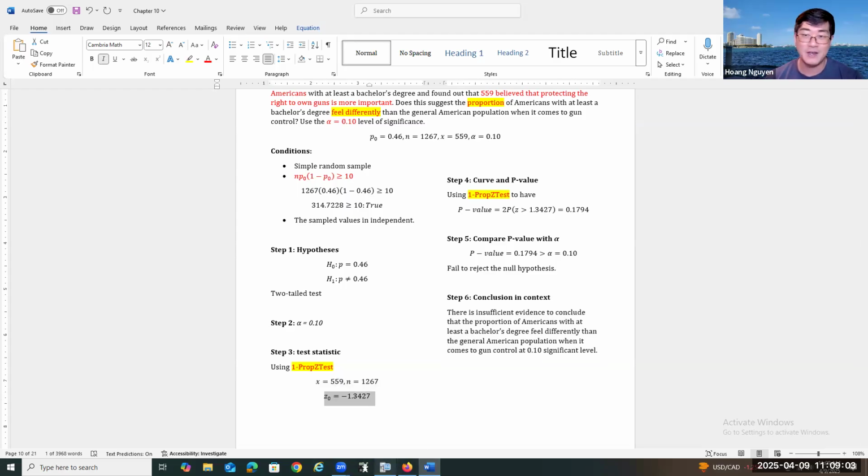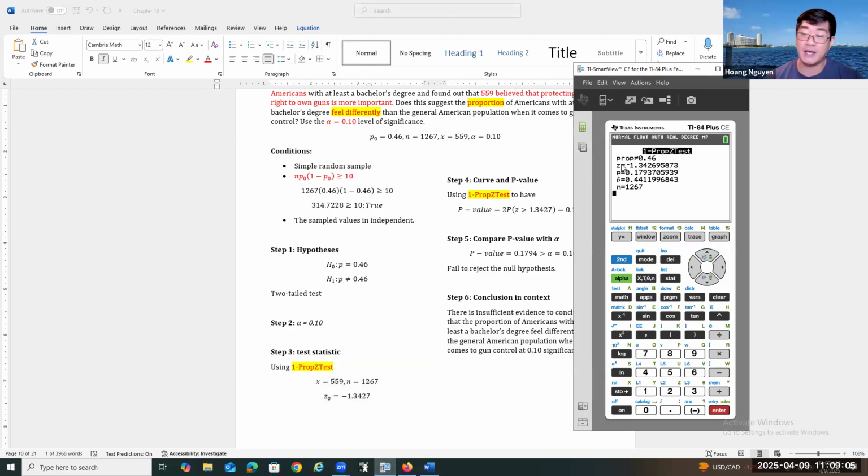Okay. So this is the output that we have from the calculator. The test statistic is negative 1.3427. The p-value is the next output right here, 0.1794. So this is the second example of how we perform the hypothesis test for a population proportion.